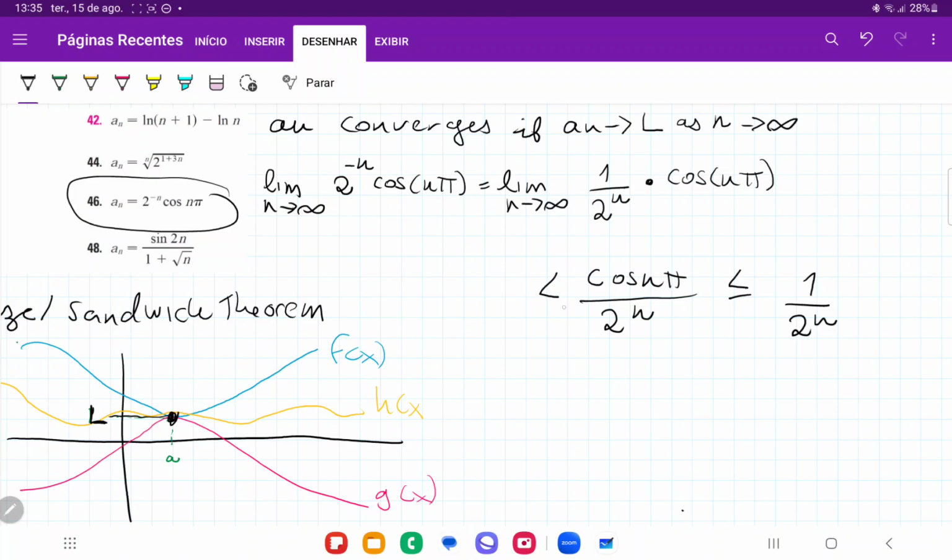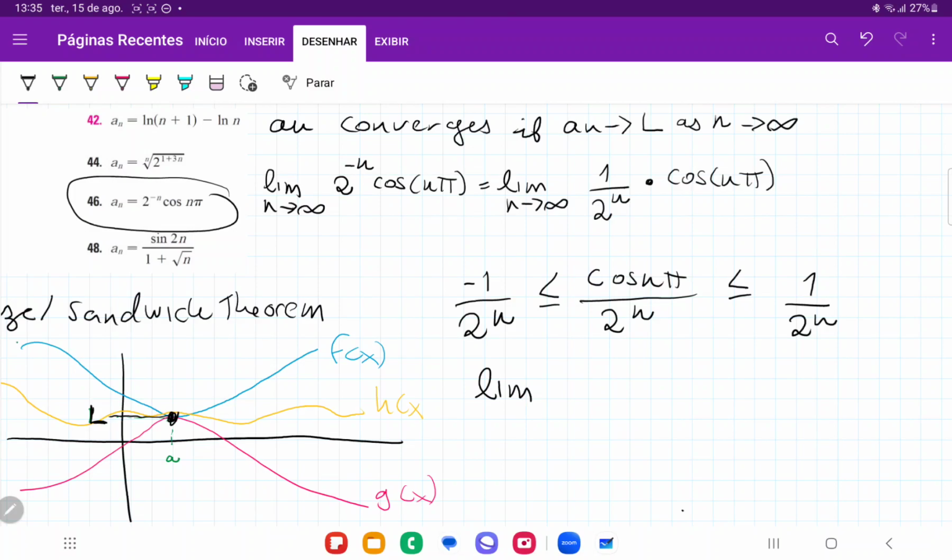And then we can say that this is definitely equal to or bigger than negative 1 over 2^n, because again, cosine n pi never gets smaller than negative 1. So because cosine n pi is bounded between 1 and negative 1, this inequality is always true, right? We've set this up in a sandwiched way, where cosine n pi over 2^n is the one in the middle, 1 over 2^n is the upper one, and negative 1 over 2^n is the lower one.